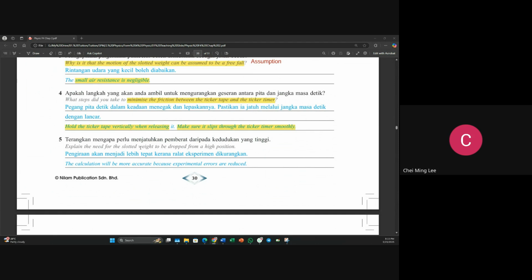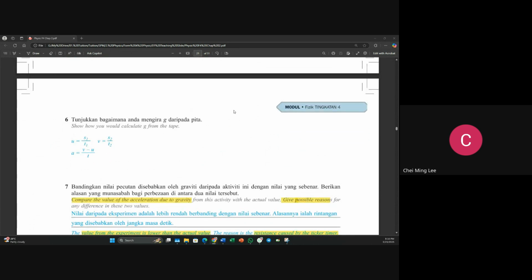And explain the need for the slotted weight to be dropped from a high position. So why do we need a higher position? Because the calculation will be more accurate. Why? Because when you go to a high position, the free fall distance will increase. Free fall distance increasing means that we can have more segments to calculate the free fall. You understand? Because when it's too short, like for example, from here to here, very short, when you release, pop, you're already finished. Maybe 2 dots only or 3 dots. So the longer it is, the more dots you will get, and you will be able to check which one is the real uniform acceleration. You understand?